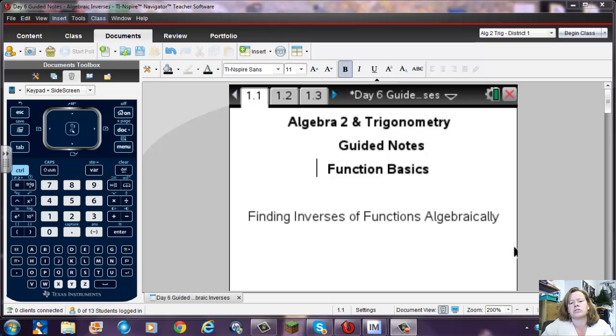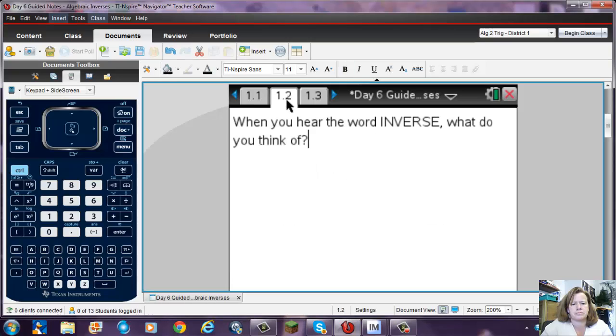So here we go. If you go to page 1-2 of that document, I want you to think about what word, phrase, or anything you think of when you hear that word inverse. What does inverse mean to you, whether it's in math or not? Take a minute to do that, and then go to page 1-3.